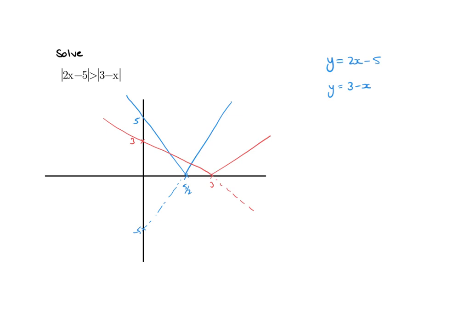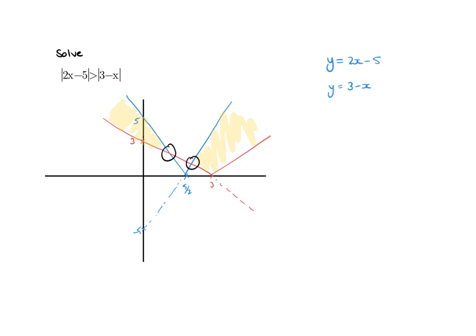So what we're looking for in our graphs is when the modulus of 2x minus 5 is bigger than the modulus of 3 minus x. This means we're looking at when the blue graph is above the red graph, and that happens on the left-hand side, but it also happens on the right-hand side. So what we need to find is these two points of intersection so we can form our inequality.